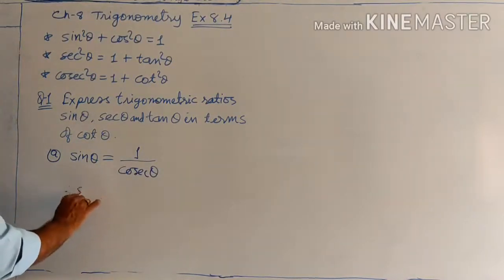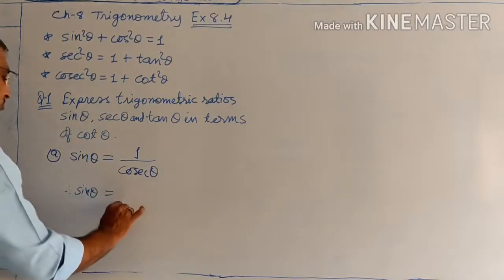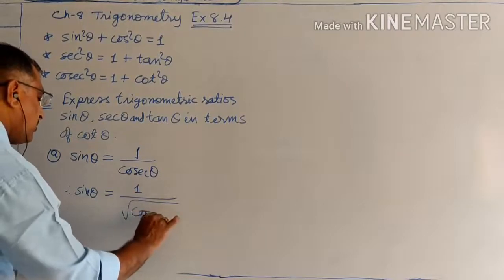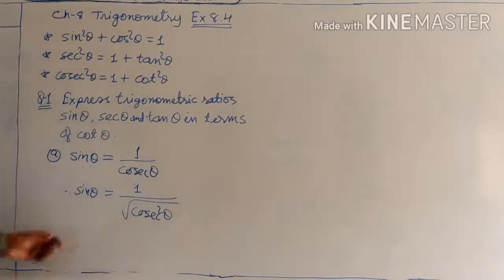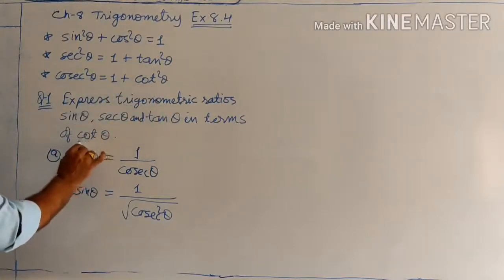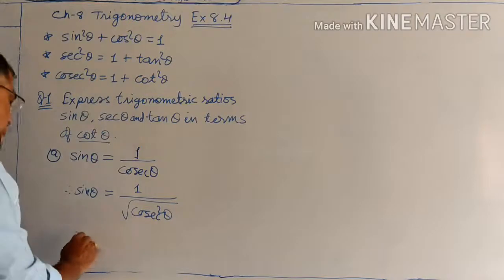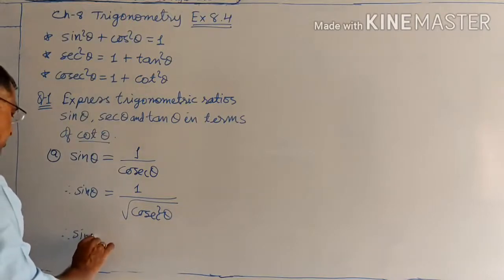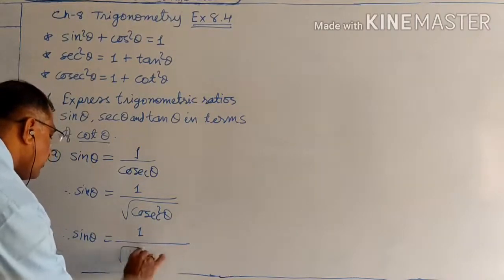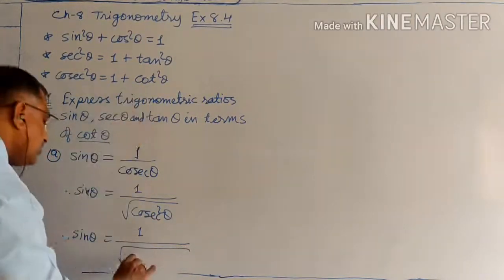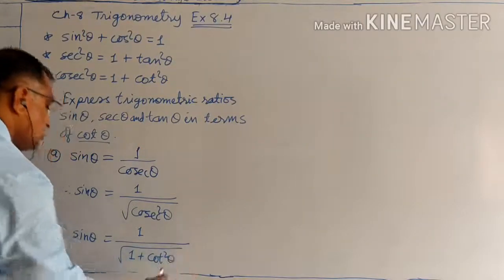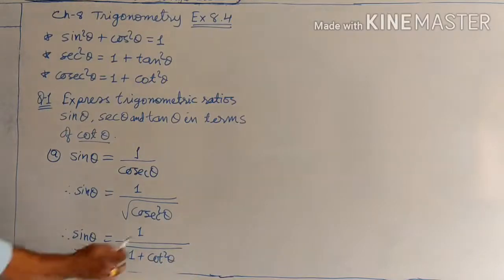Therefore, sin theta is equal to 1 upon square root of cosec square theta, we can write. Now cosec square theta is equal to 1 plus cot square theta, as we want it in terms of cot theta. So therefore we can say sin theta is equal to 1 upon square root of 1 plus cot square theta. So we got sin theta in terms of cot theta.